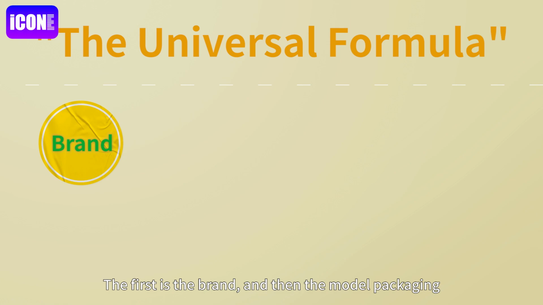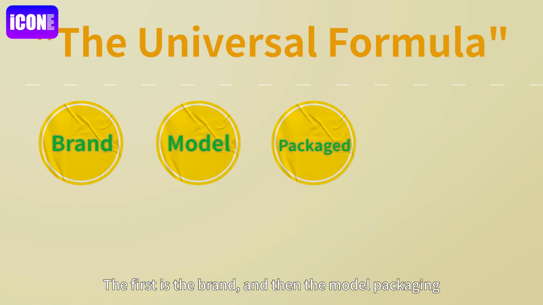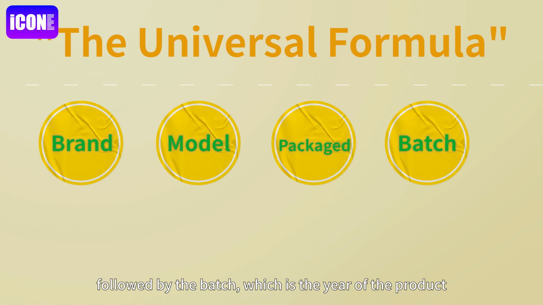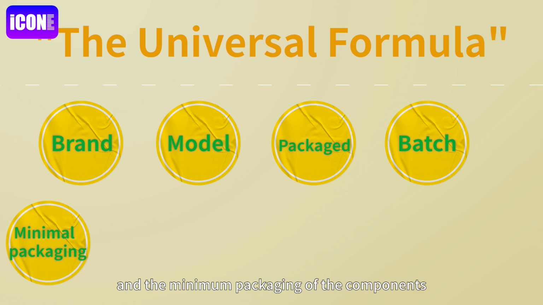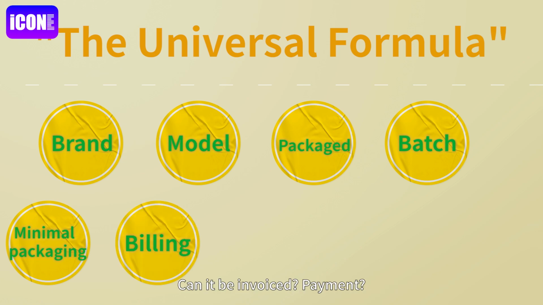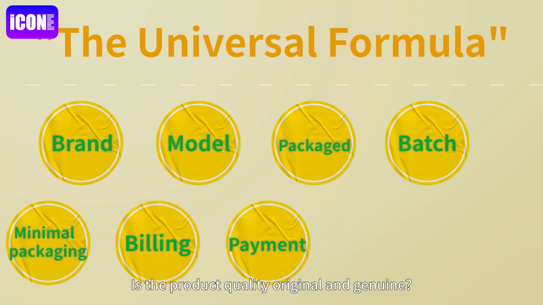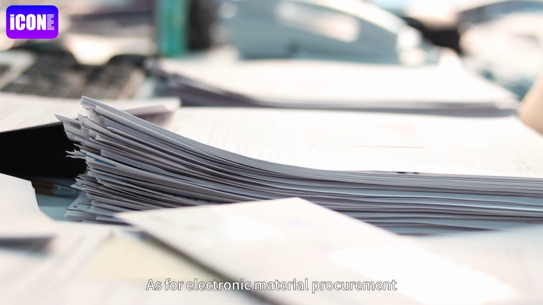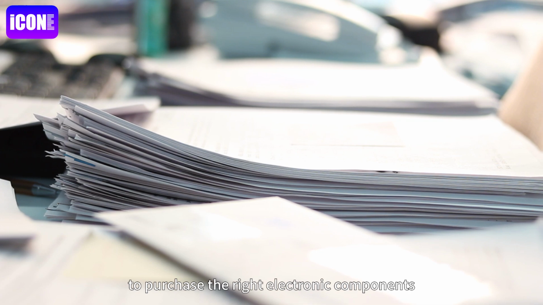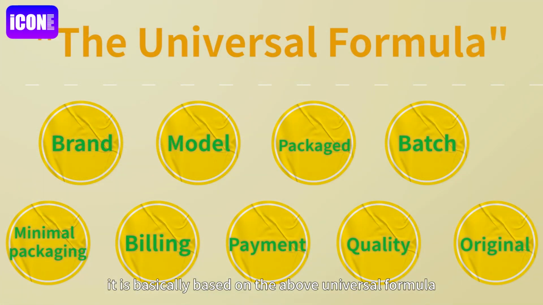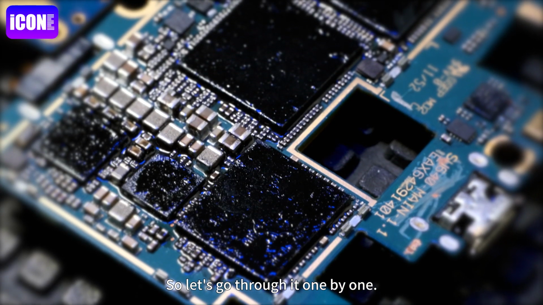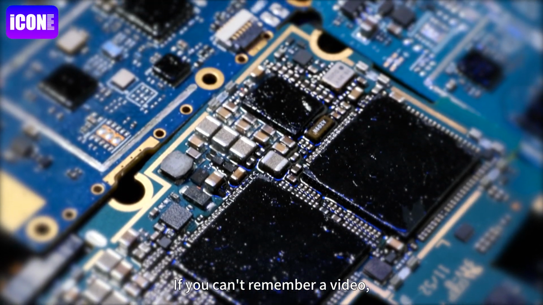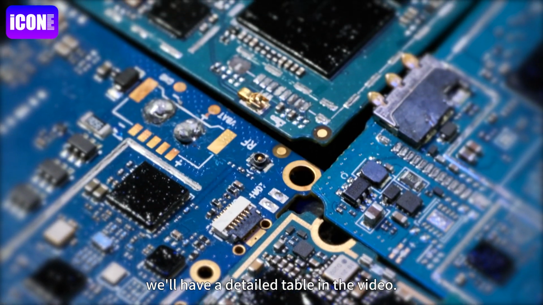The first is the brand, and then the model and packaging, followed by the batch, which is the year of the product, and the minimum packaging of the components. Can it be invoiced? Payment? Is the product quality original and genuine? As for electronic material procurement, to purchase the right electronic components, it is basically based on the above universal formula. So let's go through it one by one. If you can't remember, in the video we'll have a detailed table.